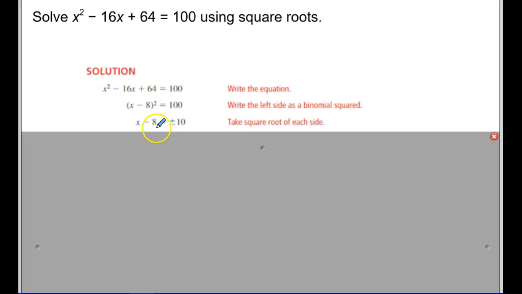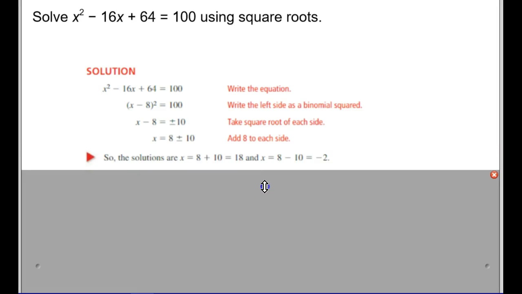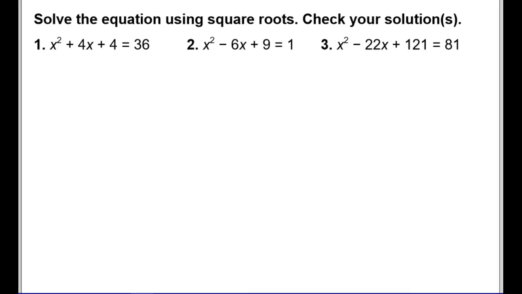So I end up with x minus 8 equals plus or minus 10, because remember, anytime I take the square root, I have this plus or minus, and then I solve. I just add 8 to both sides, and I can follow my math and go from there. So I can factor this trinomial into a binomial squared. Not all quadratic expressions can be done that way, but these ones can, so try these.